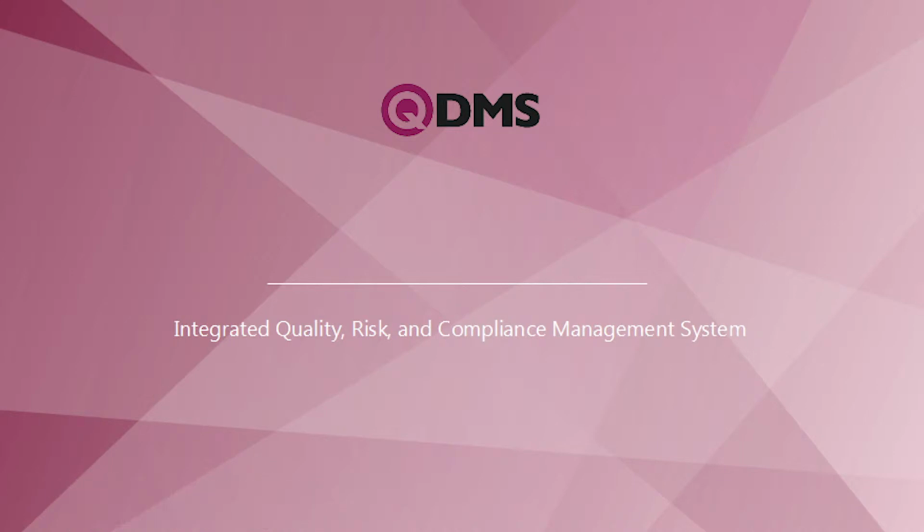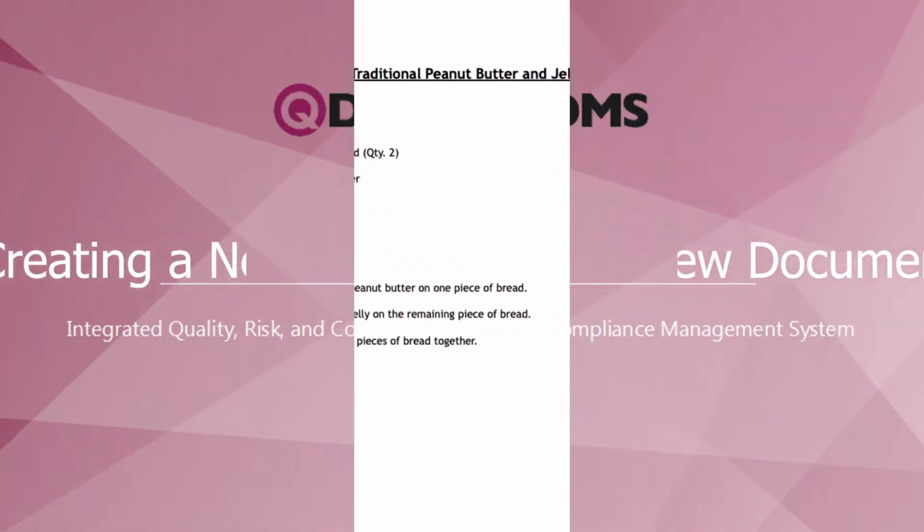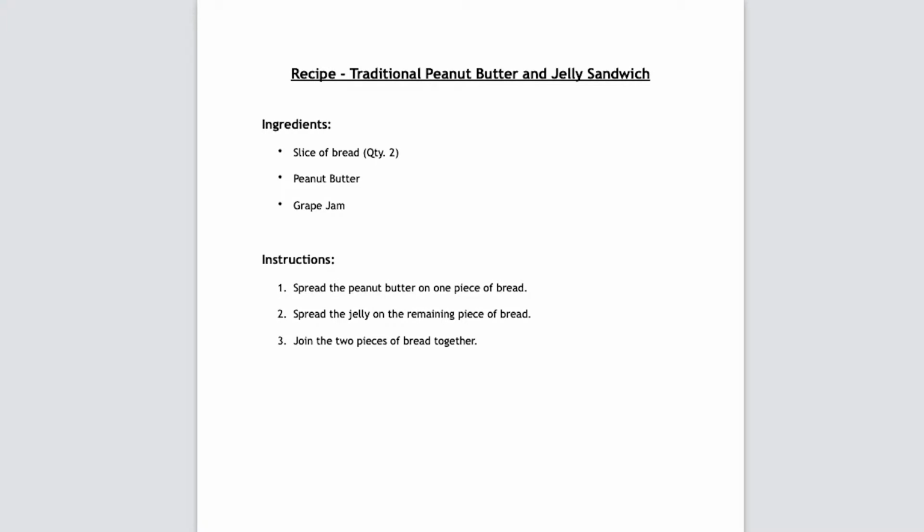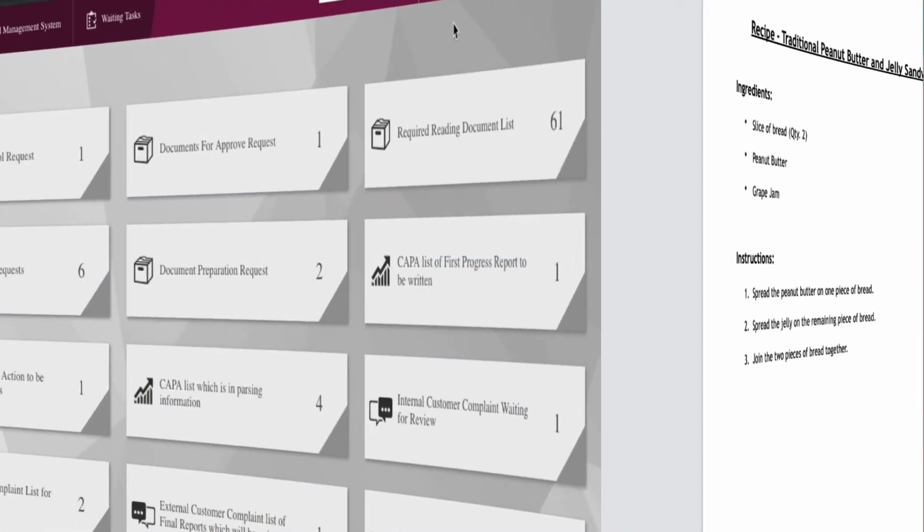In our last video about QDMS, we created a new folder in the system directory. In this video, we will be populating that folder by creating a new document in QDMS. Here's an example document that I will be uploading to the system. It is a simple recipe with ingredients and instructions on how to make a traditional peanut butter and jelly sandwich. Let's proceed to upload this recipe onto QDMS.